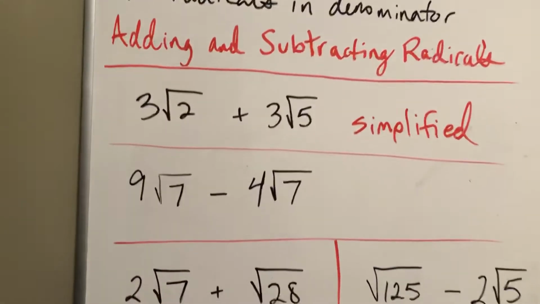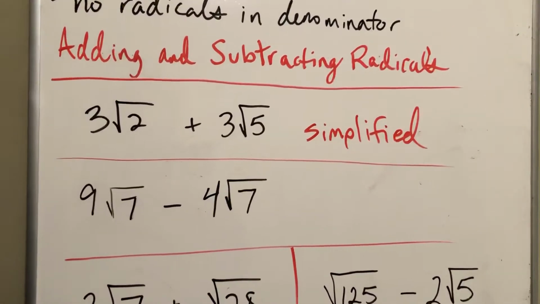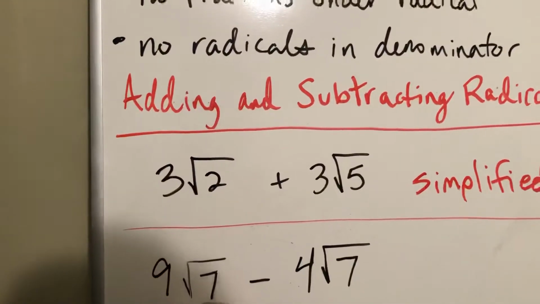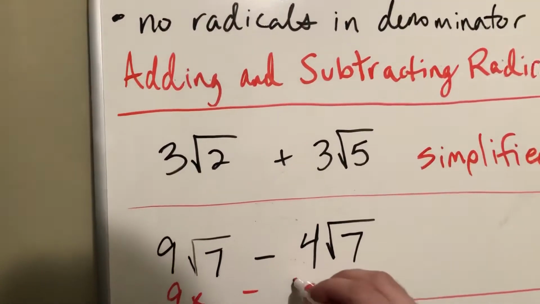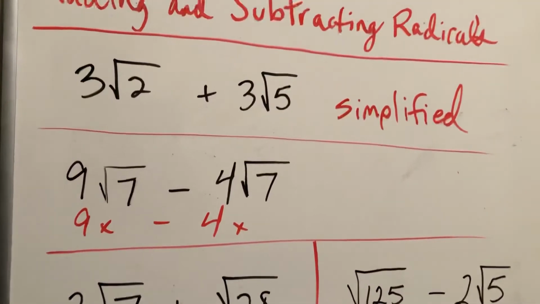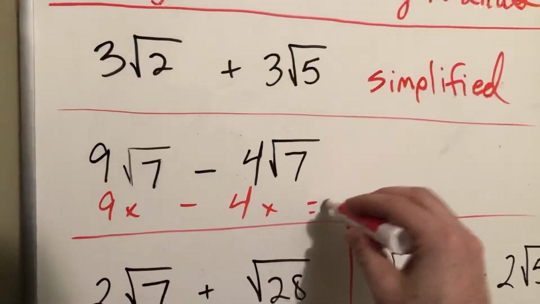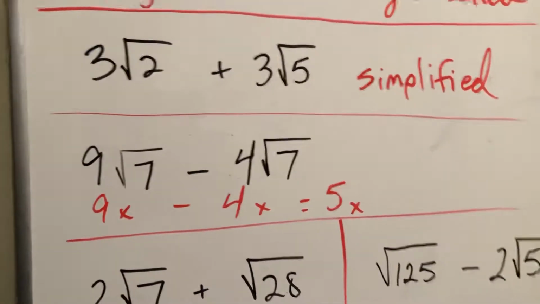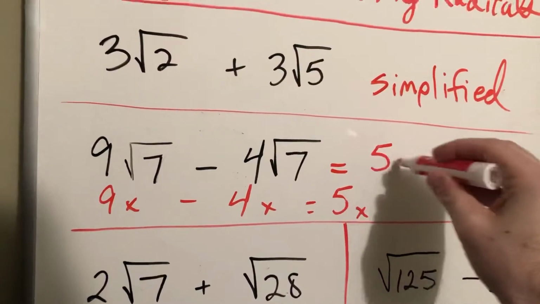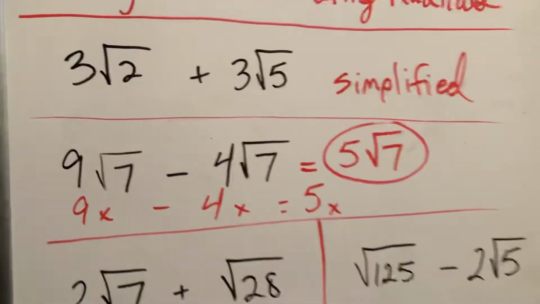So let's look at the second example. I have 9 root 7 minus 4 root 7. These have the common radical 7. So I want you to think of it, for starters, almost as if this is 9x minus 4x. I don't want you to actually change the problem into variables, but from what you learned earlier in this course, if we had 9x minus 4x, we know that would equal 5x. So in this case, if I take away 4 root 7 from 9 root 7, this is going to leave me with 5 root 7. That's how we add and subtract radicals.